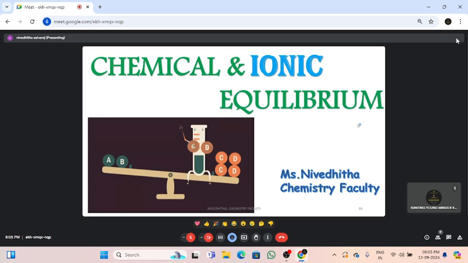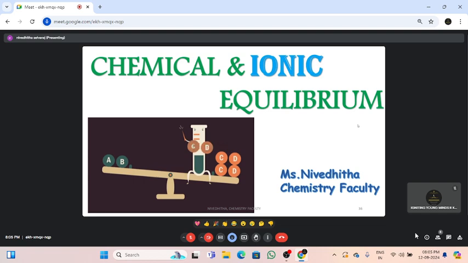So relatively, ionic equilibrium will have a lot of concepts and formulas, but relatively chemical equilibrium is little simple. But definitely we can expect questions from both the stuffs, chemical and ionic equilibrium, in which chemical equilibrium is relatively easy. That's it. Okay, shall we start the session?